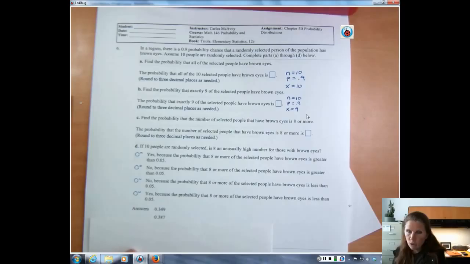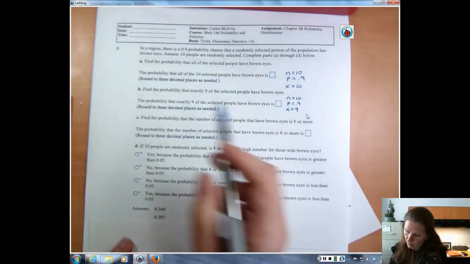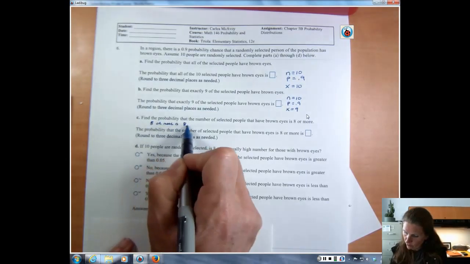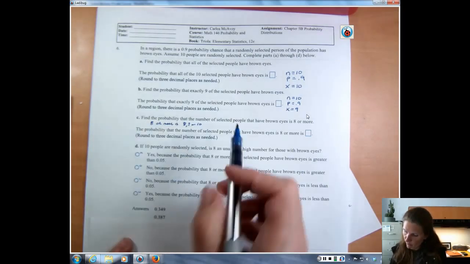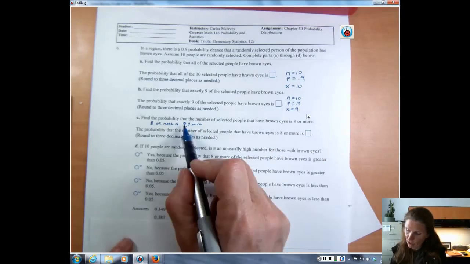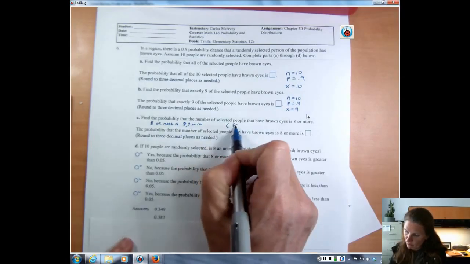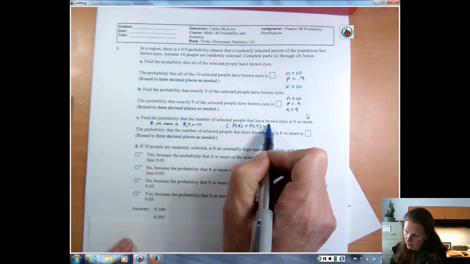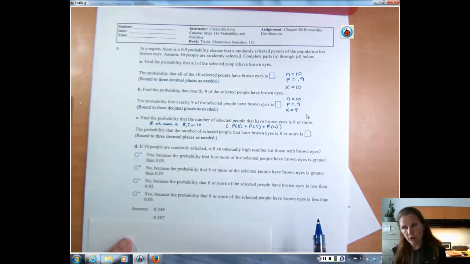Find the probability that the number of selected people that have brown eyes is 8 or more. Well, I just figured out 9 and 10. 8 or more is 8, 9, or 10, right? So I know what the probability for 9 is, and I know what the probability for 10 is. I need to figure out the probability for 8, and then I need to add together the probability that 8 have it, the probability that I will get 9, plus the probability that I will get 10, and when I add those three things up, I'll get my final answer.